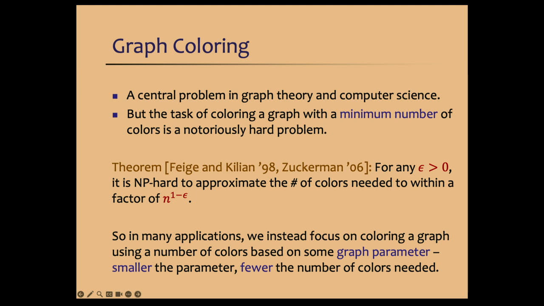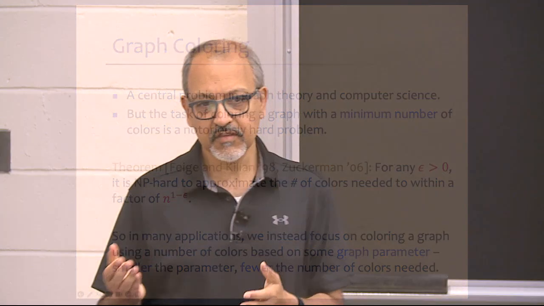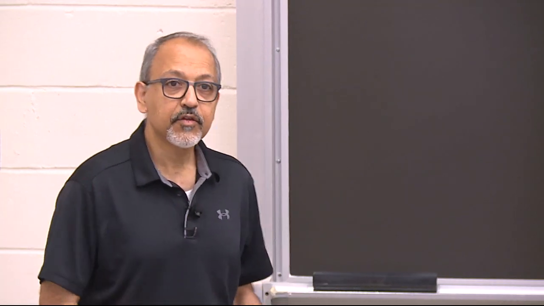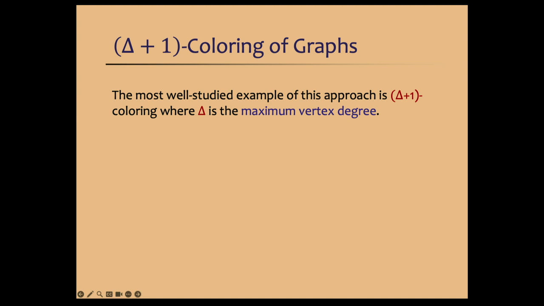In many applications, as a result, we instead focus on coloring in terms of some more tractable graph parameter. Usually, the smaller the parameter, the smaller the number of colors you would need. Perhaps one of the most well-studied examples of this kind of approach is what's called the Δ+1 coloring problem. Here, Δ denotes the maximum vertex degree in the graph.